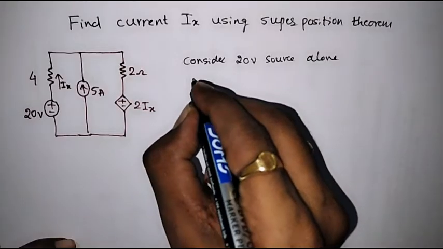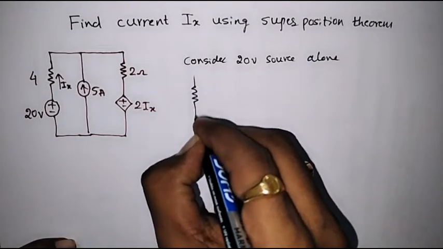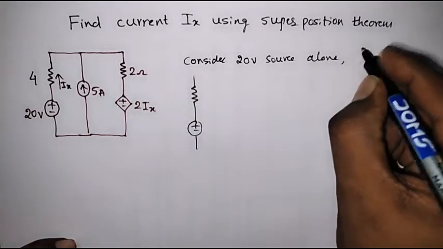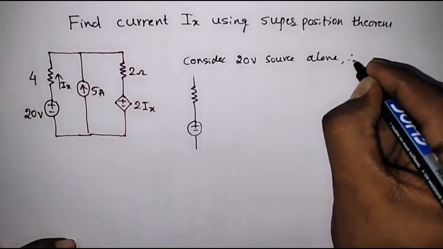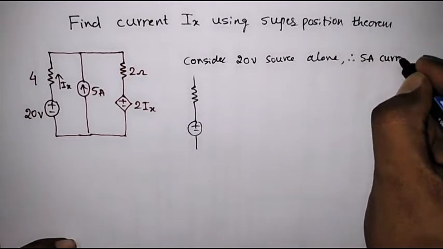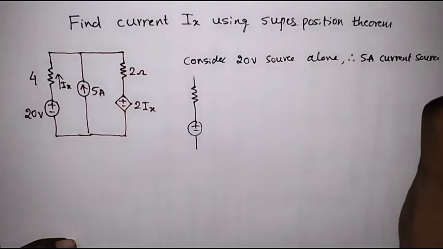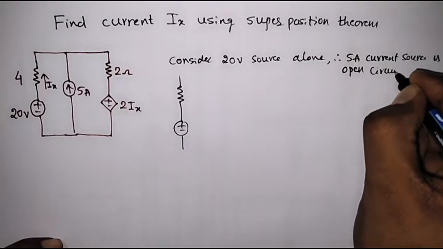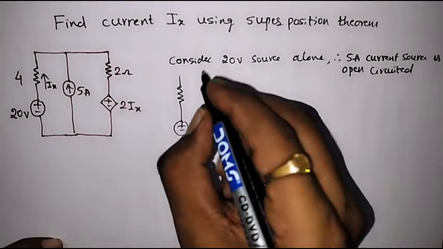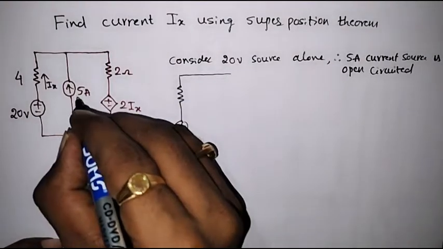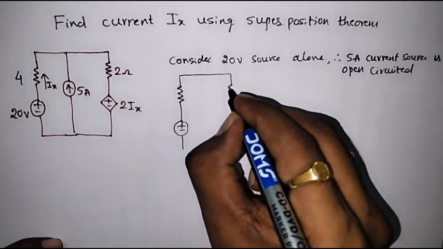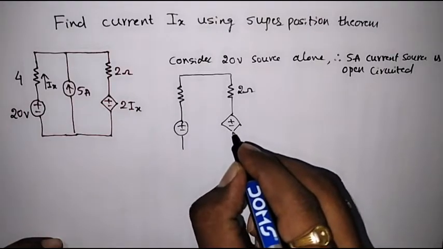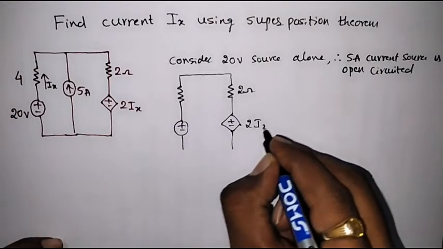I'll draw the circuit. So the 5 amp current source is open circuited. Therefore the 5 amp current source is open circuited, so ignore that. I'll connect the 2 ohm resistor, and the dependent source should be kept as it is. We should not disturb the dependent source.